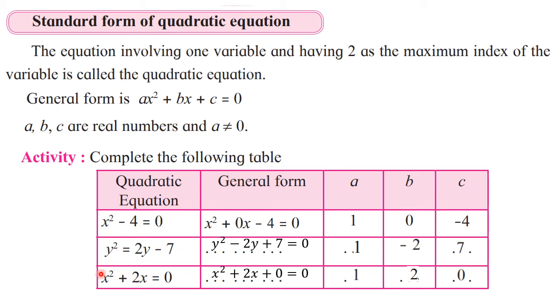This is not the general form. Please take a note of this, or this is not a standard form. Standard form should be like this: ax square plus bx plus c is equal to 0. That means if terms are missing, you need to write them with coefficient 0. Take a note of this.